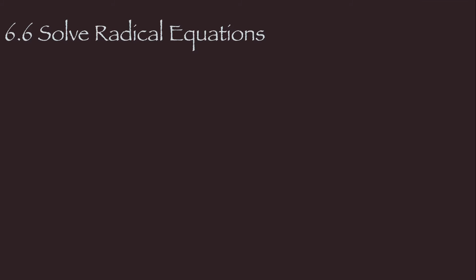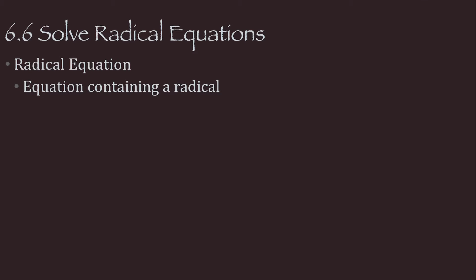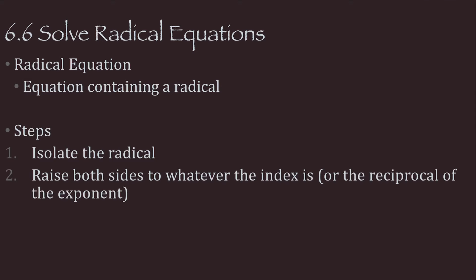6.6. Solve radical equations. A radical equation would be an equation with a radical. So to solve a radical equation, you need to first of all isolate the radical. And then you raise both sides to whatever exponent the index is. So if it's a cube root, you'd cube both sides. If it's the fourth root, you would fourth power both sides. Solve, and you need to check your answers.